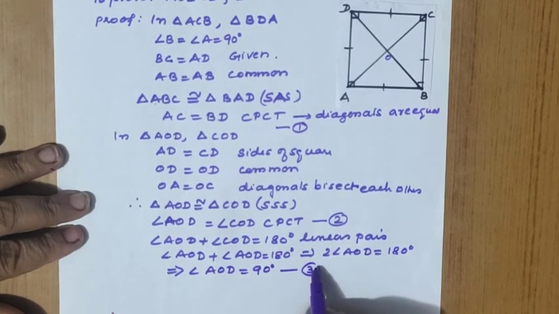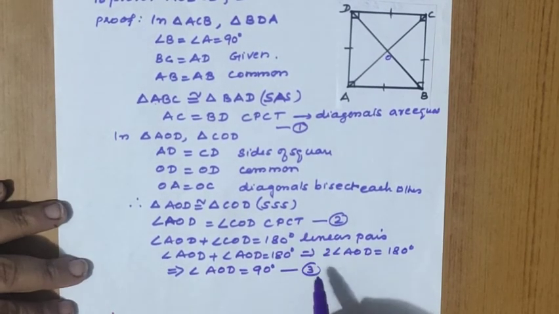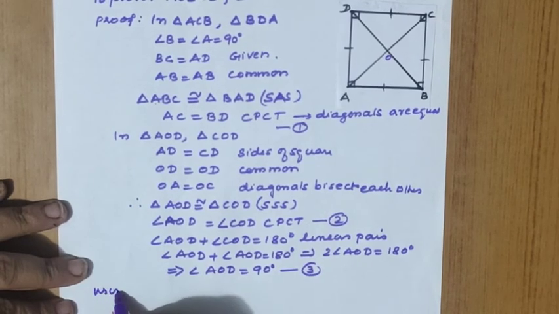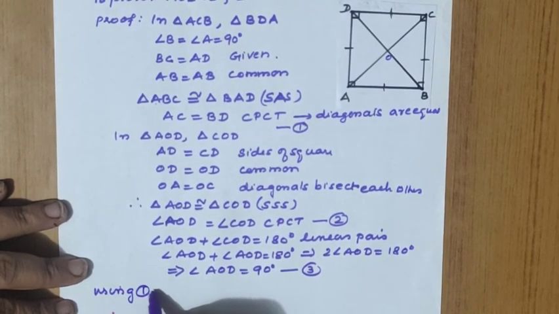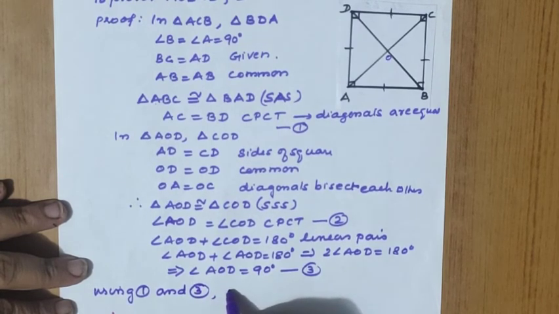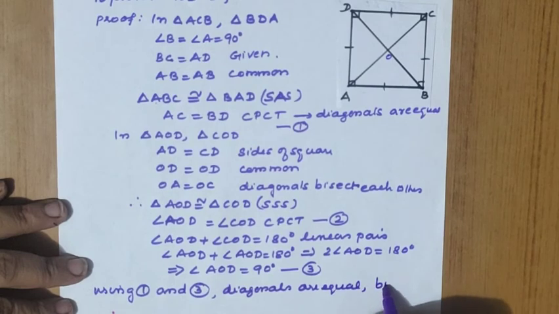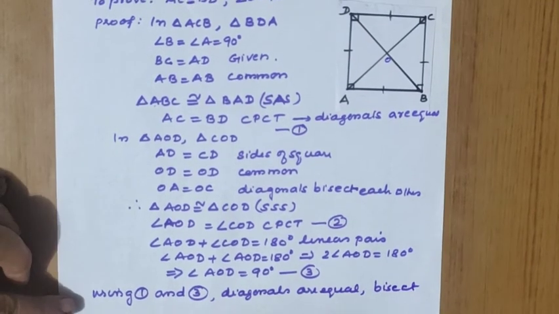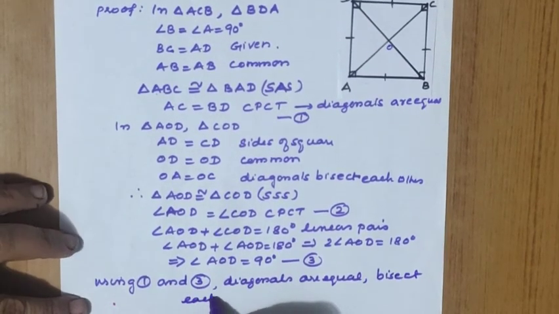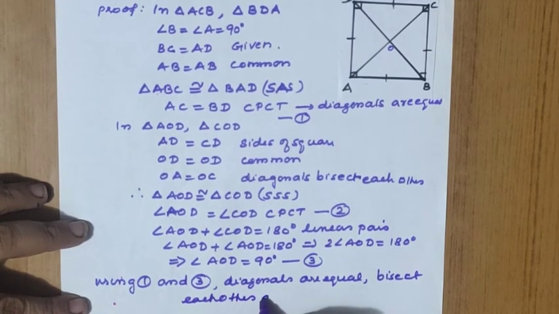Equation number 3. So, using 1 and 3, what is the conclusion we can make? Using 1 and 3, the diagonals are equal and bisect each other at right angles. Hence proved.